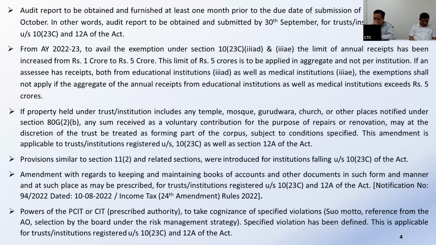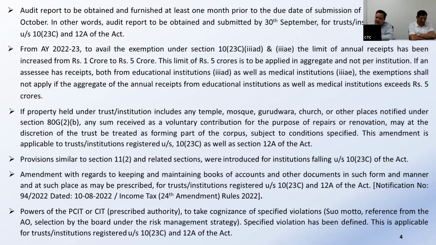From assessment year 22-23, there is one more major amendment. That is to avail the exemption under section 10(23C), 3AD and 3AE. The limit of the annual receipt has been increased from 1 crore to 5 crores. Of course, there are two limitations to it.